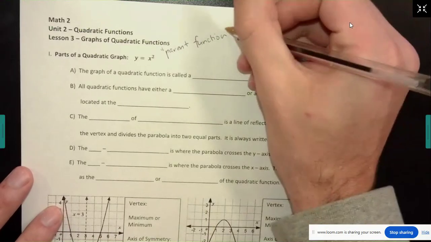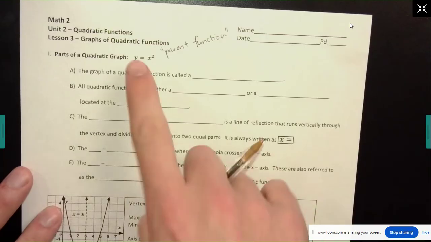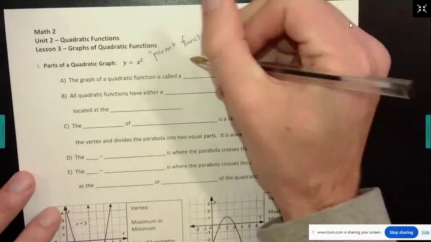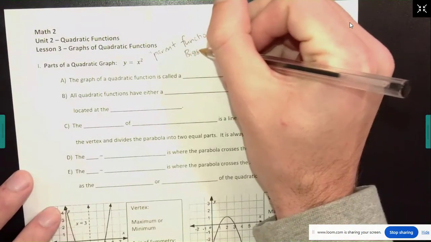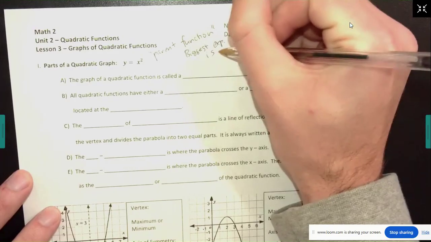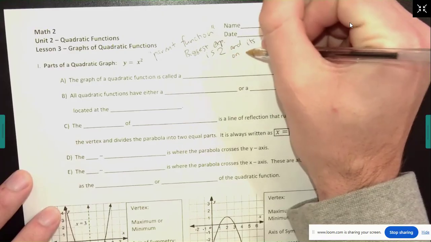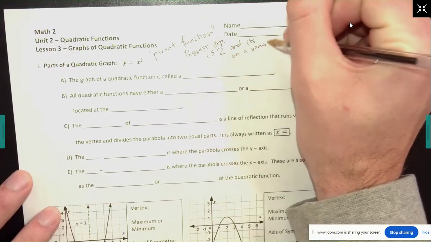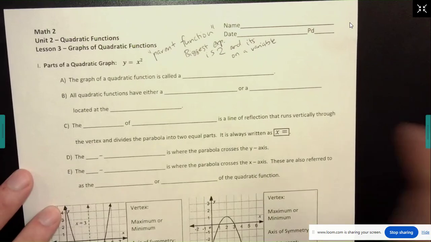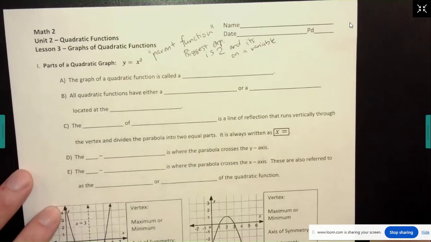And you can tell it's a quadratic by this right here. So my biggest exponent is 2, and it's on a variable. Okay, biggest exponent is 2, it's on a variable. So my biggest exponent in here is a 2, and it's on the x, so that's a quadratic.